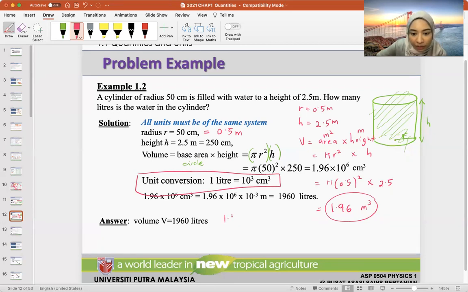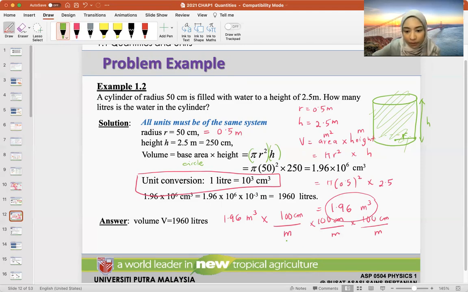So 1.96 meter cube, I need to change it to centimeter. So how do I do that? Times 1, I want to get rid of meter, right? So meter should be down here. 1 meter is equal to 100 centimeter. If I multiply it with this, I'm only getting rid of 1 meter, but I have 3 meters over here. So times 100 centimeter over meter times 100 centimeter over meter.